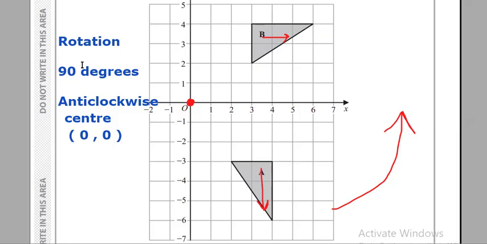Now, can I say that the degree is 270 clockwise? Yes, you can say that. So basically, it will come here, 90, 180, and 270. So you can say 270 clockwise, or 90 degrees anti-clockwise, and that's the idea of answering a question like this.